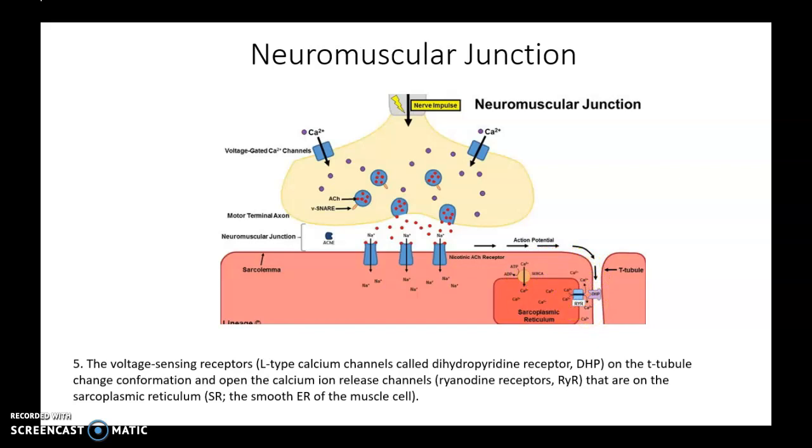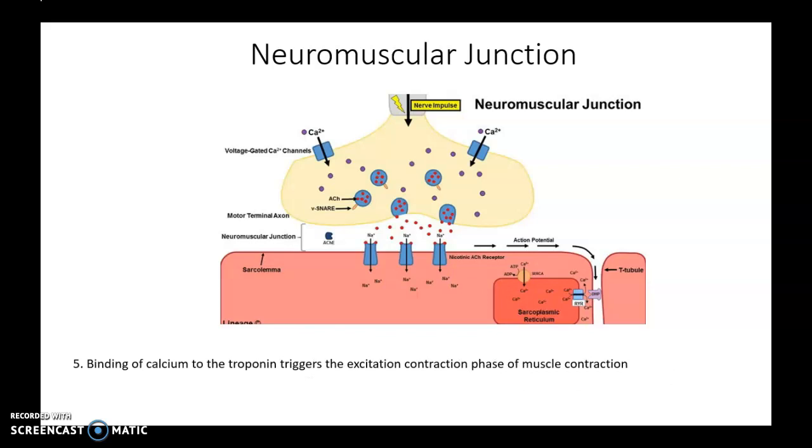What will this calcium do? Well, calcium will then go and bind to troponin. Do you remember troponin that I marked on the sarcomere? I also mentioned you have to remember troponin because this is where calcium binds. So calcium then goes and binds to troponin, which we will see in the next slide. And as soon as calcium binds to troponin, that triggers another phase called the excitation contraction coupling phase of muscle contraction.